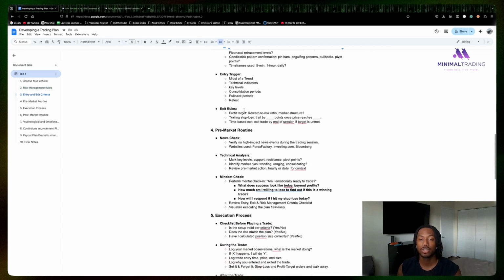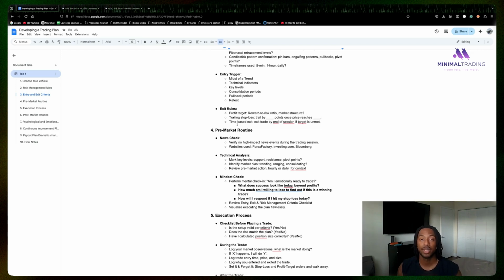Then you have exit rules, right? So what is your profit target? Are you going to use risk to reward ratio? Are you going to use market structure or completion of patterns? Then you have trailing stop loss. I don't necessarily like trailing stop losses, but if that's something that you're into, you could trail by X amount of points once price reaches X, all right?